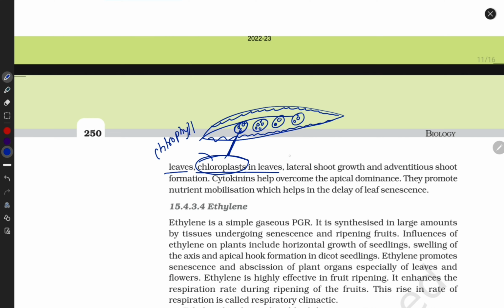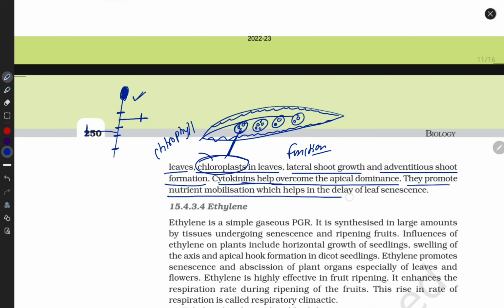Now the next function: cytokinin promotes lateral shoot growth and adventitious shoot formation. We know now that auxin increases only length, height. Gibberellic acid promotes internodal height, and cytokinin promotes lateral shoot growth. Cytokinin helps overcome apical dominance. They promote nutrient mobilization, which helps to delay leaf senescence. This hormone also delays death. Auxin delays death, gibberellic acid delays death, and cytokinin also delays death.